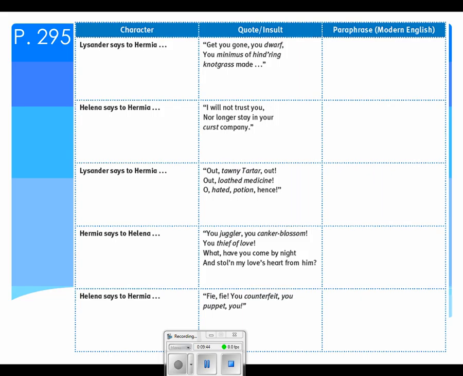So he says, "Sit you gone, you dwarf, you minimus of hindering knotgrass maid."